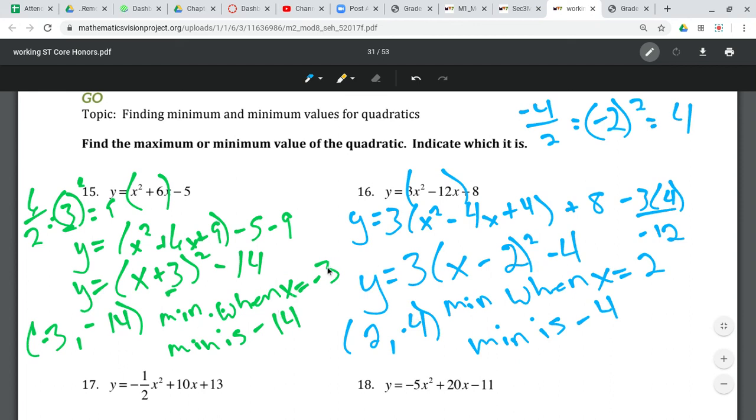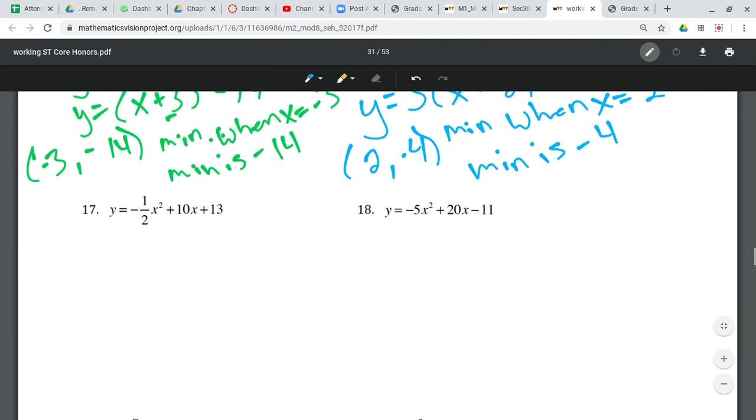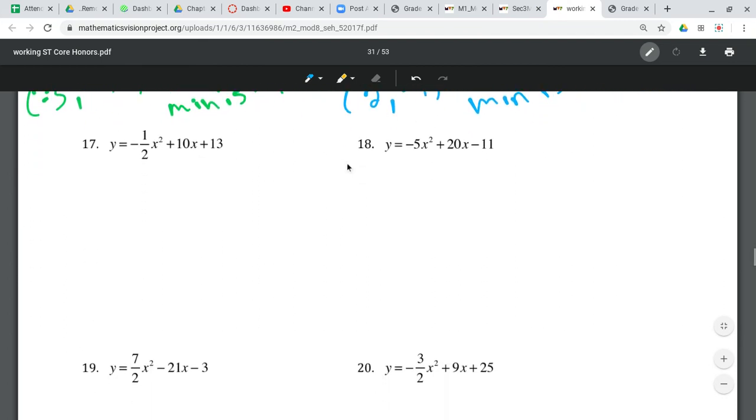So these two are very similar, but this one had that value out front, so we have to take that out. But then when we subtract what we added inside the parentheses, if there's something outside the parentheses, we have to multiply that to what's being subtracted on the inside as well. So for 17 and 18, make note you have negatives on your x squared values. Same thing with 20, which means you're going to have maximums. But you'll work it out just the same. Same with 19, it's positive, so that means you'll have a minimum for it.